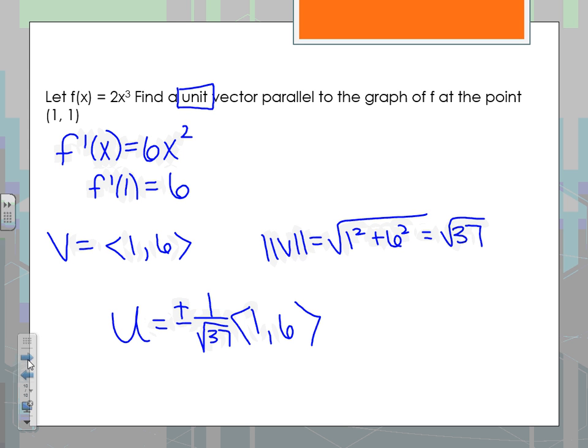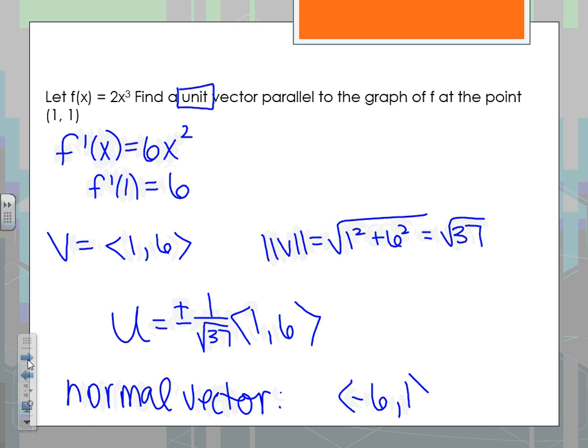Now what if I wanted a normal vector? What does normal mean? Perpendicular. Then we do something. So what would our new vector be? It would be like negative 6, 1, right? Negative 6, 1, or 6, negative 1. But it wouldn't matter because you're still going to do the plus or minus 1 over radical 37, because it could go in either direction, right?